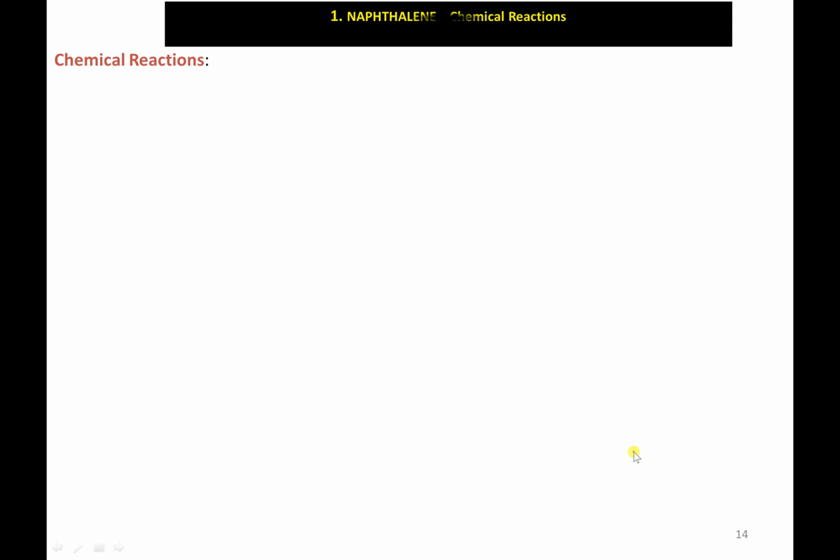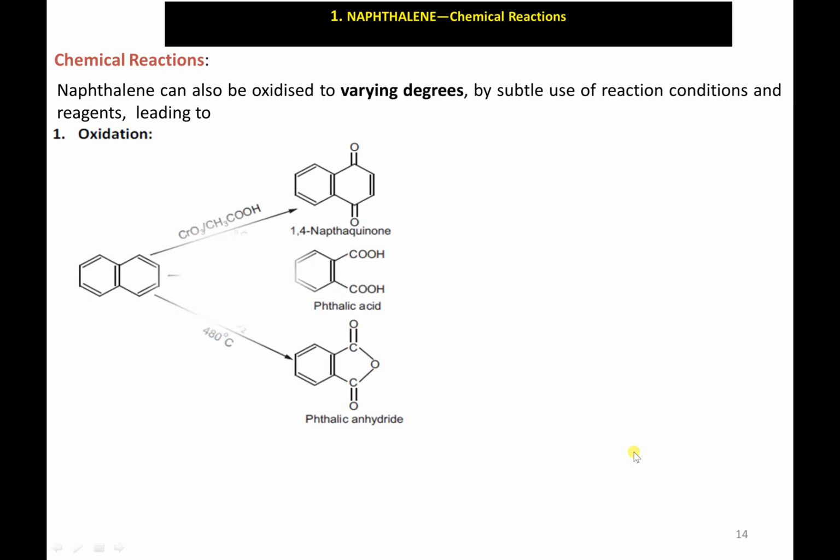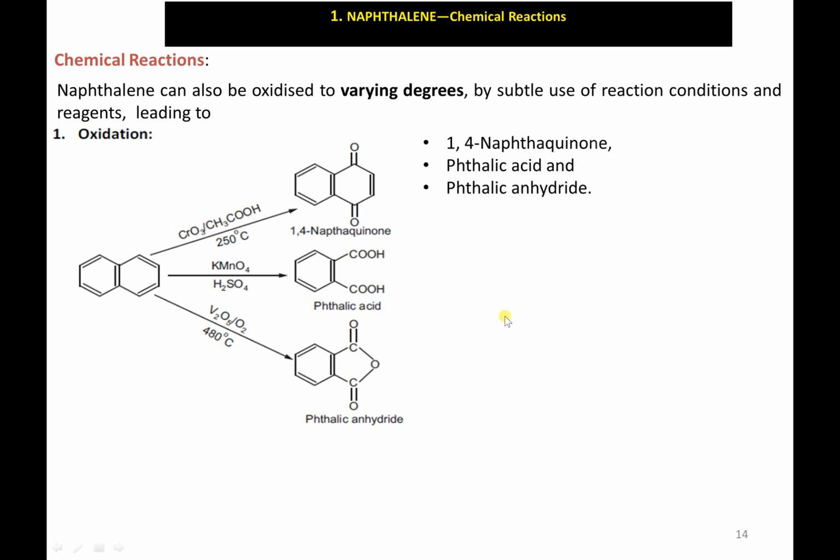Let us see various chemical reactions of naphthalene. It can be oxidized to varying degrees by subtle use of reaction conditions and reagents, leading to oxidation under different conditions. This is chromium trioxide in acetic acid. It will give you just ring oxidation, so naphthoquinone. If you go for a drastic one like KMnO4 and H2SO4, it will break the ring to phthalic acid, and if you go still further, it will dehydrate it to phthalic anhydride. So you get 3 different products.